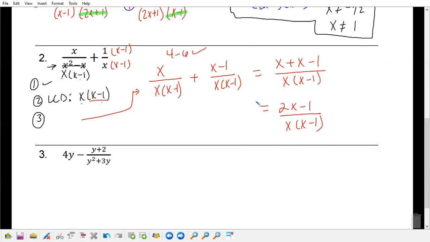Check. And then 7 is, what are my restrictions? So my restriction is x cannot equal 0 and x cannot equal 1. Because if I have 0 or 1, then this will not be defined. And there we have it.